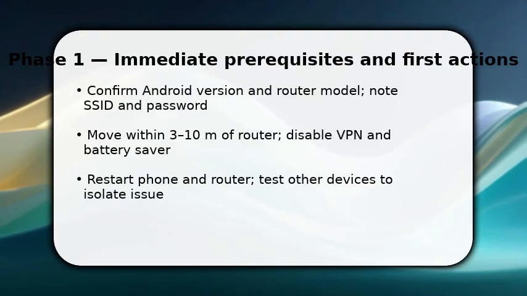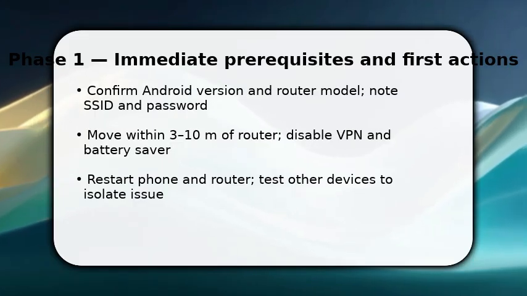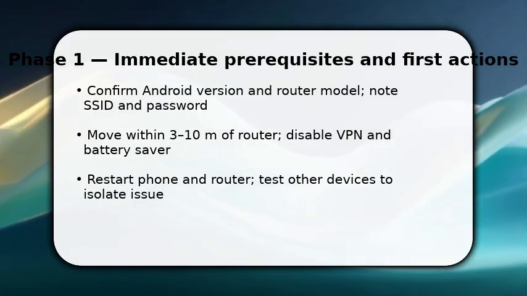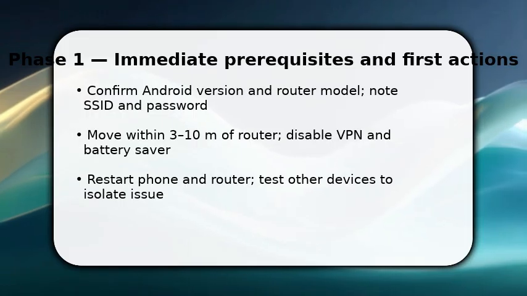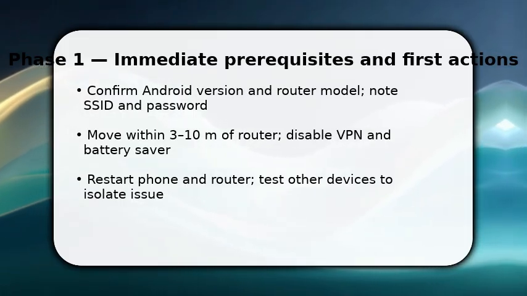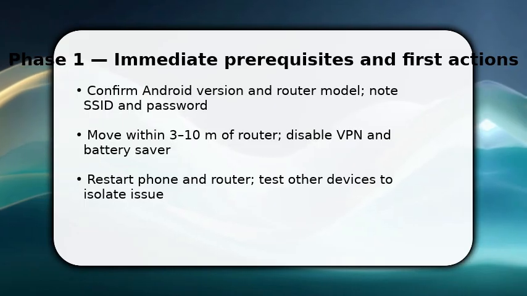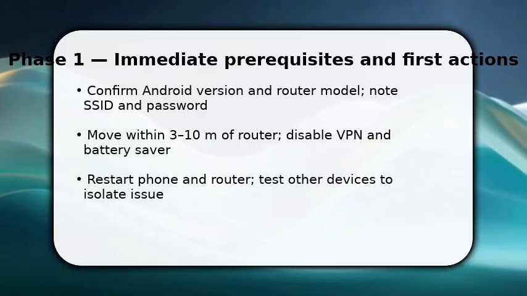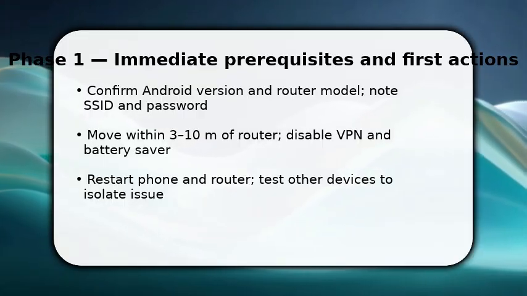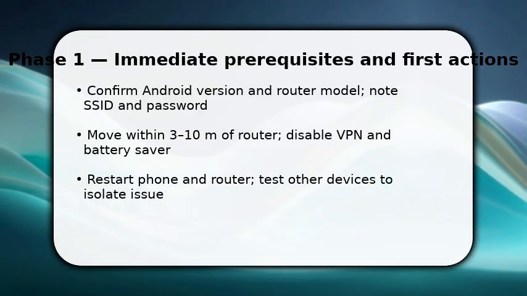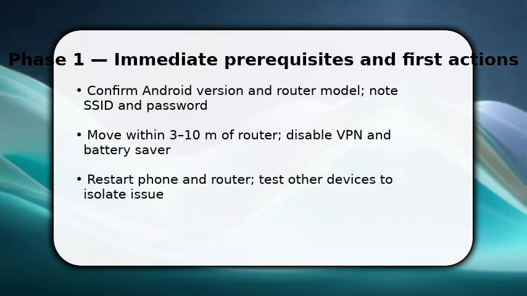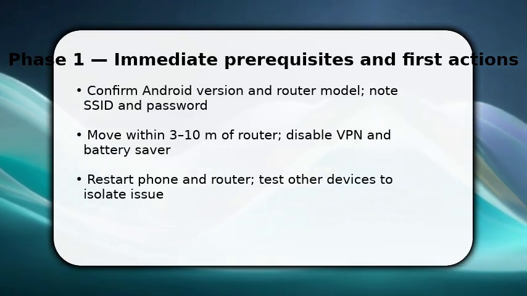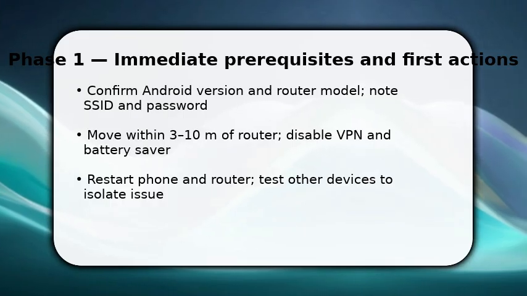You'll start by confirming essentials, Android version and router model, plus the SSID and password so you don't get stuck later. Once that's done, move within a few meters of the router and make sure VPN and battery saver modes are off because they often block handshakes. Restart both phone and router, turn each off for 30 seconds, then check whether another device can connect. This tells you if the problem is the phone or the network.